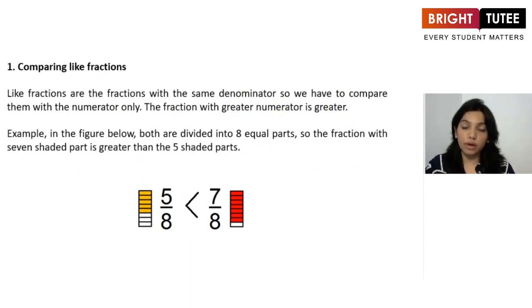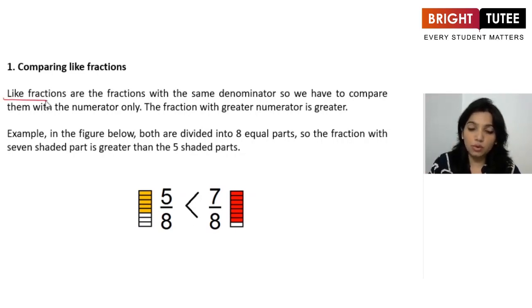Comparing like fractions. So here we are going to start from comparing the like fractions. Like fractions are the fractions with the same denominator. So we have to compare them with the numerator only. The fraction with greater numerator is greater. So here let's read it again and understand it well with the help of the image that is given. It says like fractions are the fractions with same denominator. We already know what this particular statement means, right?